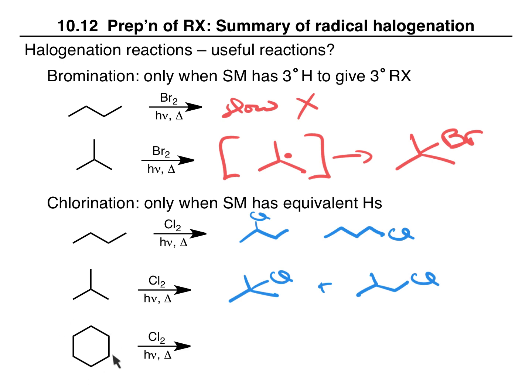But when we have something like cyclohexane, all of these positions are equivalent. And so if monochlorination occurs, we are going to get this product, and that's it. So this would be a very useful reaction. So there are limitations to radical halogenation reactions, but as long as we take into consideration the different mechanistic details, we can carry out these reactions effectively and selectively.